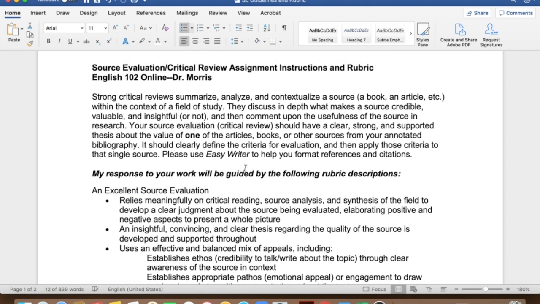Okay, so I hope this serves to clarify this assignment. Please let me know if you have any questions, and I will also post the article in eCampus where you can see it.